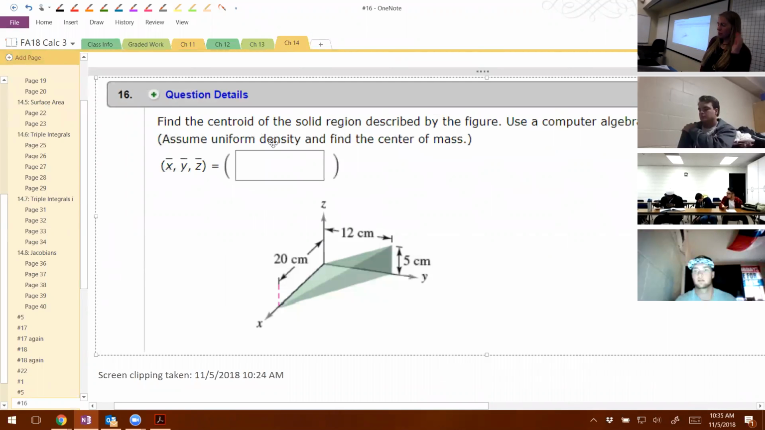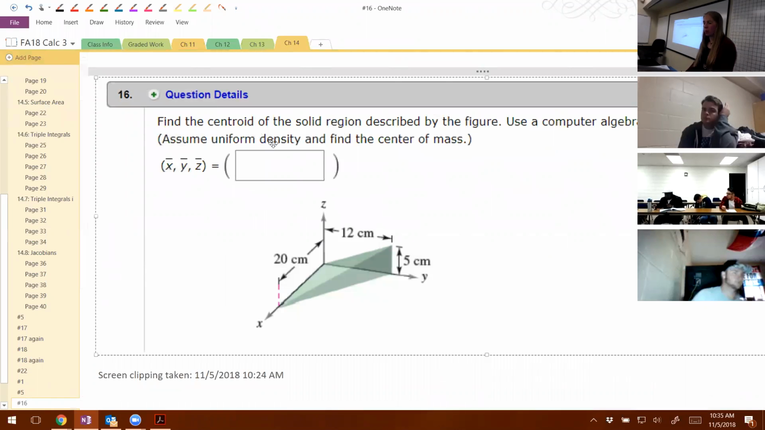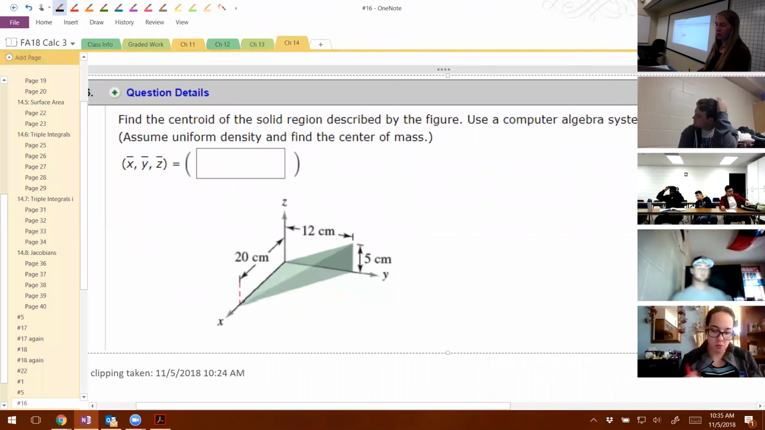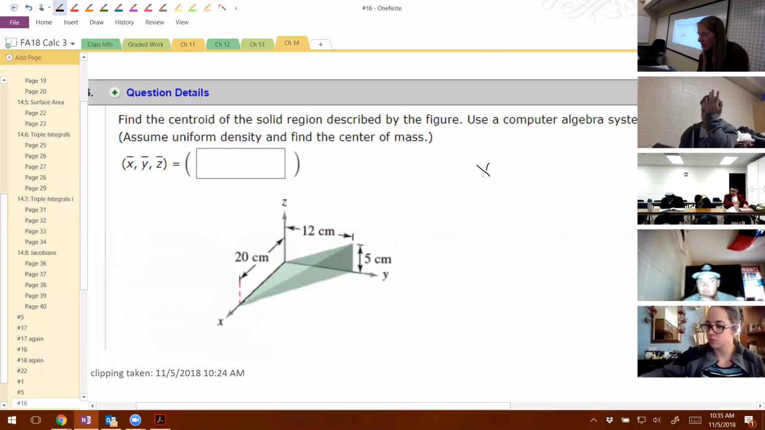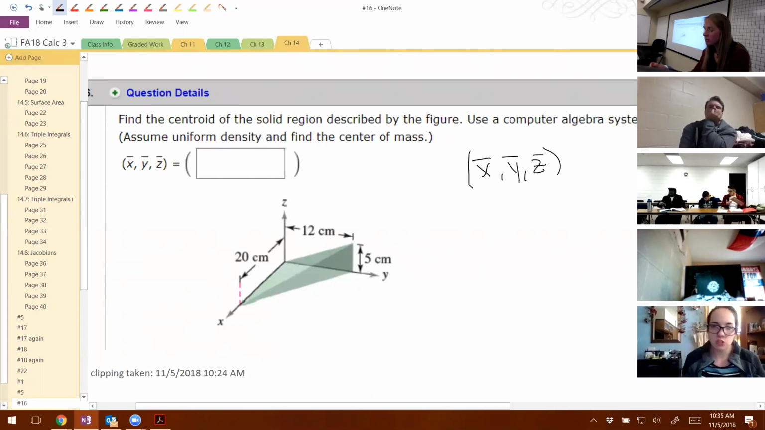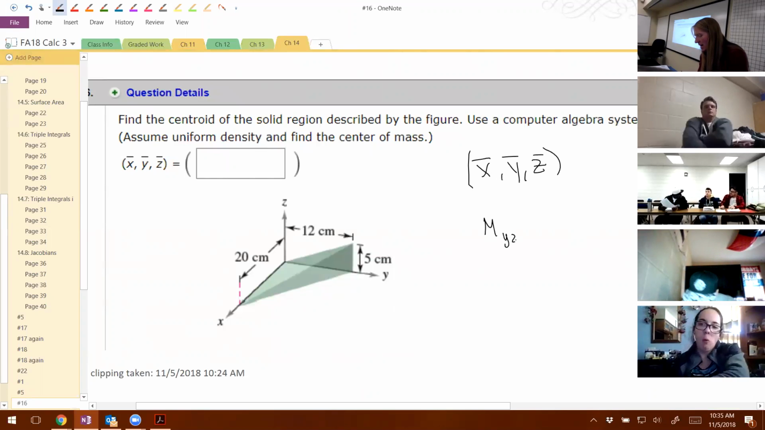Okay, question 16. We'll just set this one up. We won't go through all of it. It was on the homework that was due last night. You're not given a whole lot of information, just a graph. They're asked to find the centroid of the solid region. In order to find the centroid, you need to find x bar, y bar, and z bar, all three of those. And to find all of those, you need to find the moments. So the moment about the YZ plane.